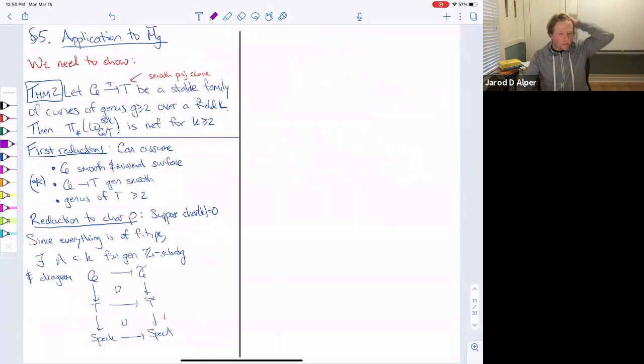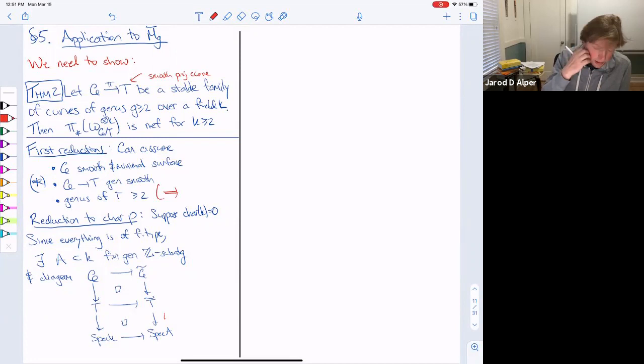So I just rewrote the theorem: if you have a stable family of curves over a smooth projective curve, we need to show nefness of these vector bundles. The first reductions take work, but you can assume that C is smooth and a minimal surface. Then by normalizing along the nodes, you can assume the family of curves is generically smooth. And by a base change trick, you can arrange that the genus of T, the base curve, is sufficiently large, at least two. This is nice for us because since the fibers are at least genus two and the base is at least genus two, the total family, the surface, is of general type.